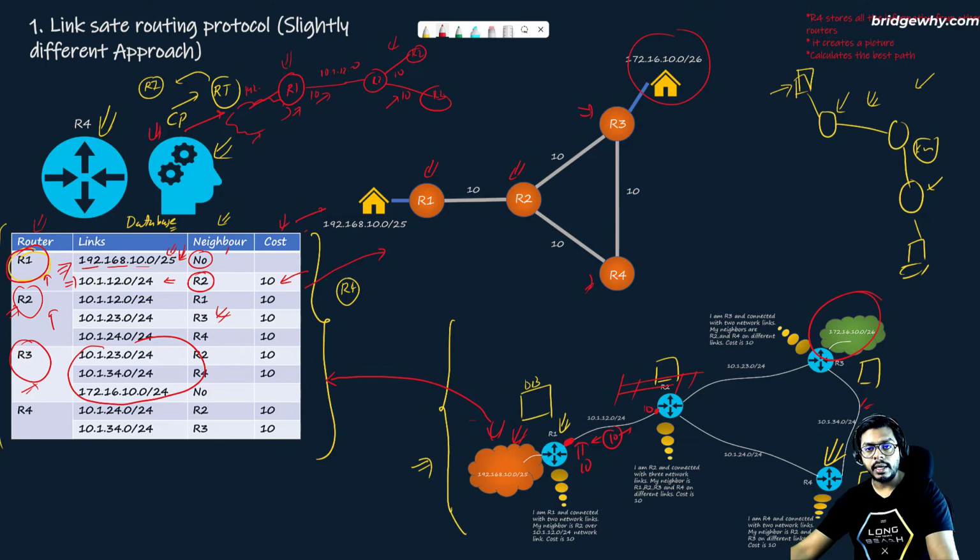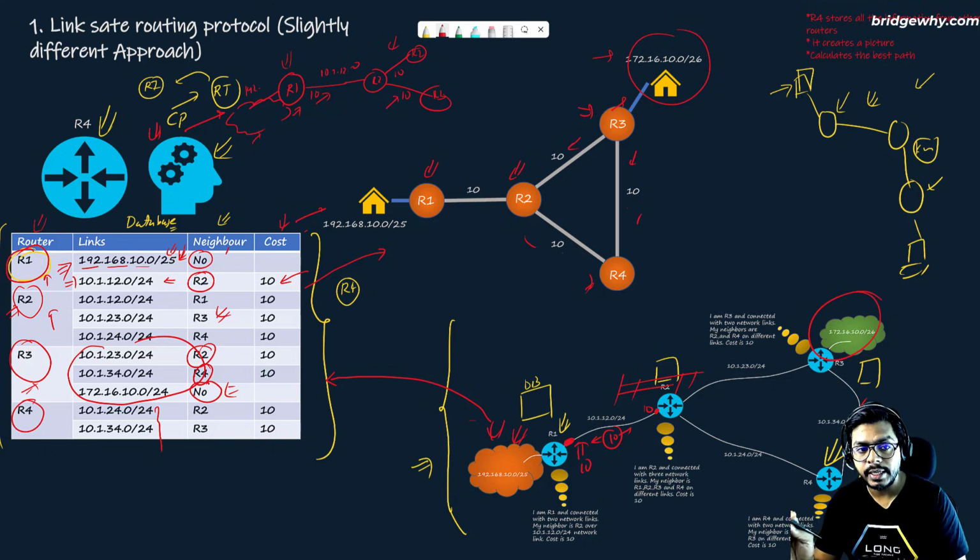And of course, R3 is going to connect with three links, this one and this one. This is the link which doesn't have any neighbors, so I have written it here, no. And over the other link, it is R2 and R4, which I have drawn. And then I include the cost. And of course, R4 knows about itself that it is connected to R2 and R3, and here is the cost.